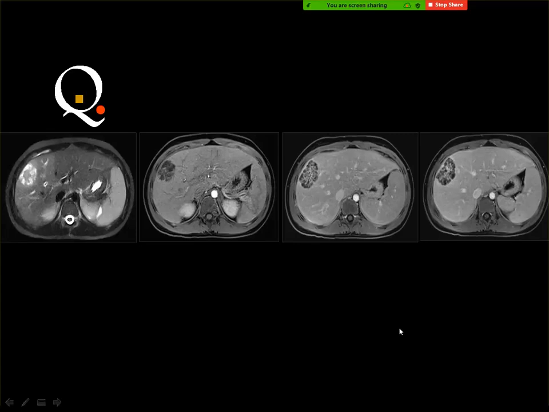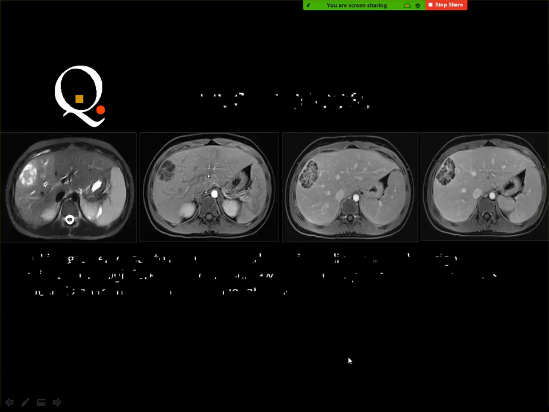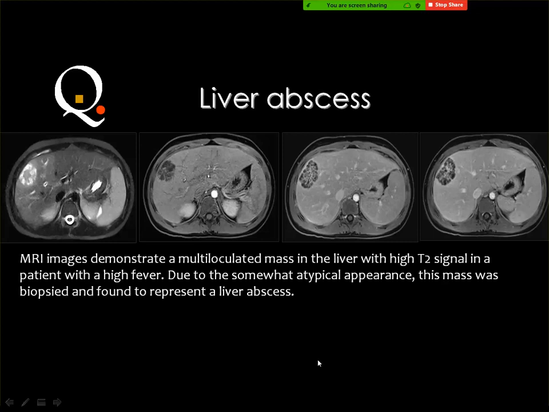Hydatid cyst? It does not look like hydatid. Hemangioma? No, it is not filling in the delayed phase. Hepatic adenoma? It is not significantly enhancing in the arterial phase. No, but this has been proved to be an abscess, although it's an odd appearance for an abscess, but it has been proved to be so by biopsy, of course.